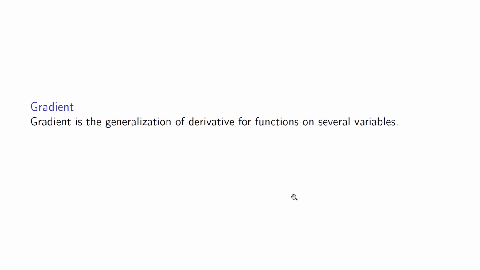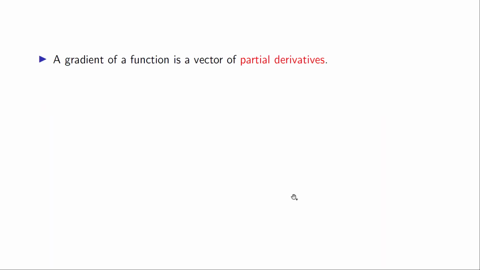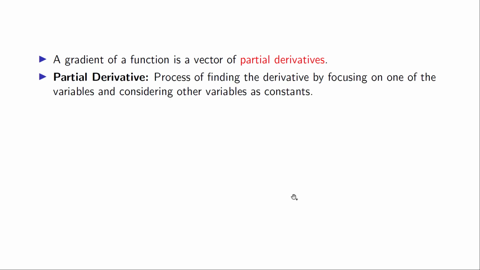Gradient is the generalization of derivative for functions of several variables. And gradient is always a vector of partial derivatives. So if there is a function of one variable and we compute the derivative, that is only one value. It will either be a function or it will be a value, but it will be one thing. On the other hand, gradient will be a vector which will have multiple values. If there are three variables, there will be three values in this vector, and so on.